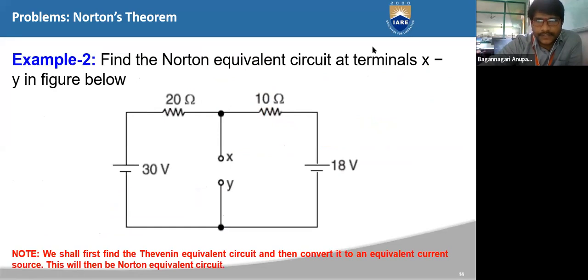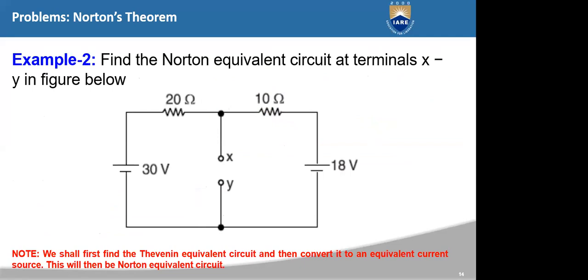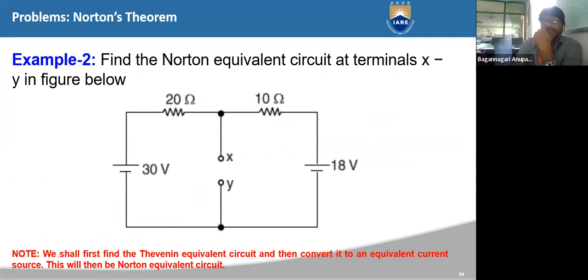Is the screen visible? Example 2. Find the Norton's equivalent circuit at terminals XY in the figure below. Is the circuit visible? Try to find a Norton's equivalent circuit. I have mentioned one method here, but no need to follow that. You just follow the procedure which we followed for finding the equivalent circuit.